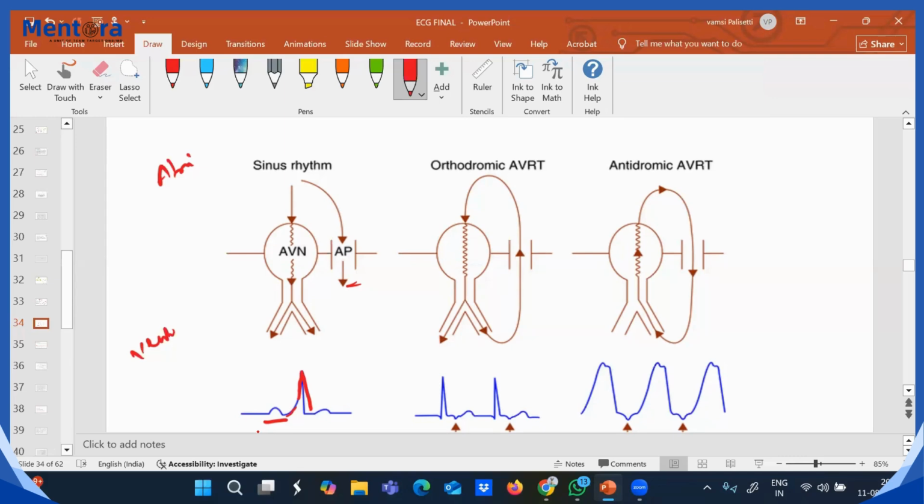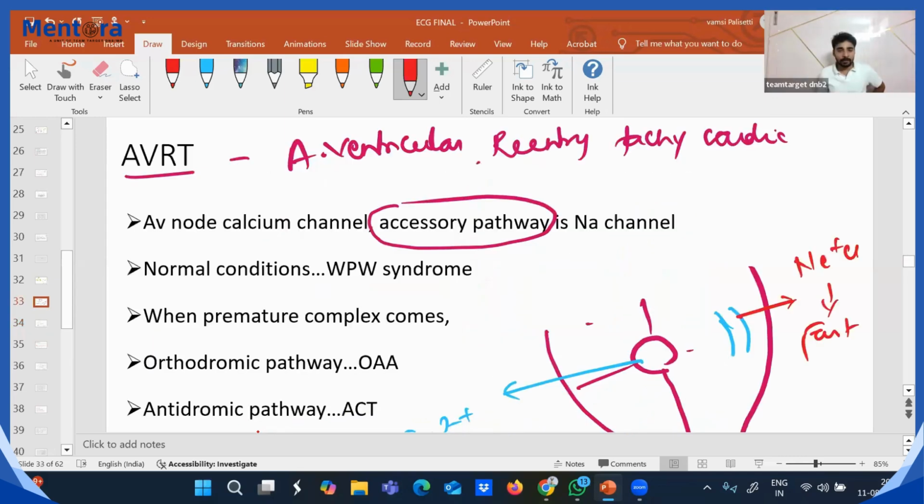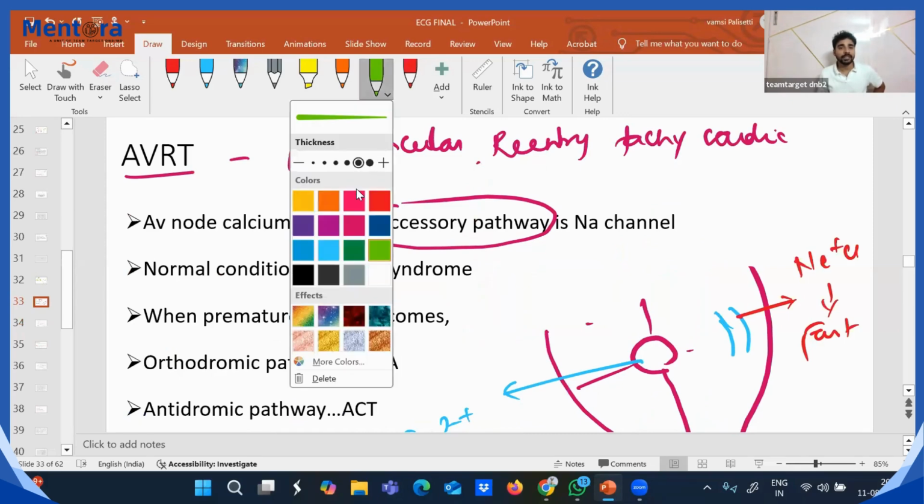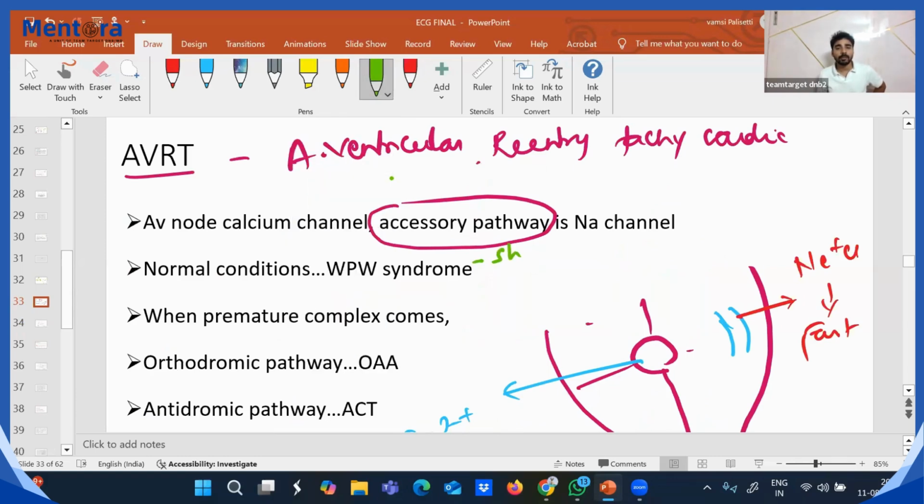Yes, sir. So this constitutes a triad of WPW syndrome. I can write in WPW syndrome, there is a triad in ECG findings. So what is this triad? I will write it here. The first thing is short PR interval, accepted or not? Because the impulse is going through the accessory pathway, it is not going through the AV node. So with the accessory pathway, short PR interval is there, right?